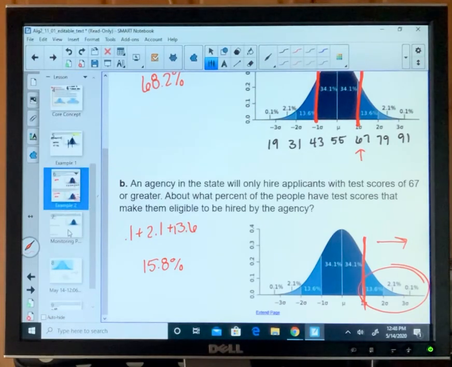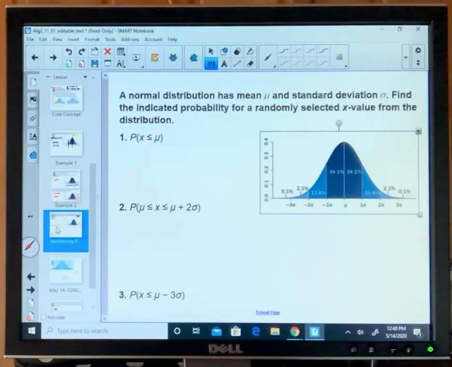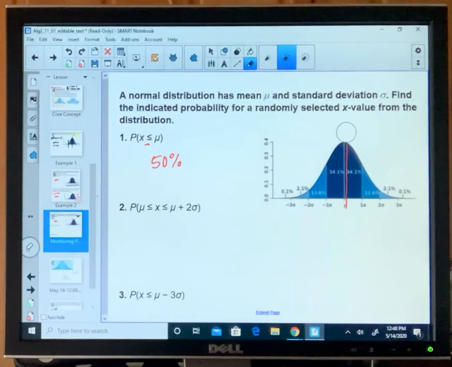All right, so again, you're going to have questions that look like this as well, where you have to find out what they're asking for. So if I just say P of X is less than or equal to mu, what I would do is say, okay, here's the mean. If I want anything less than or equal to it, I would just add up all of those numbers. And if you add up all of those numbers, and you're talking about the mean, you should get 50%.